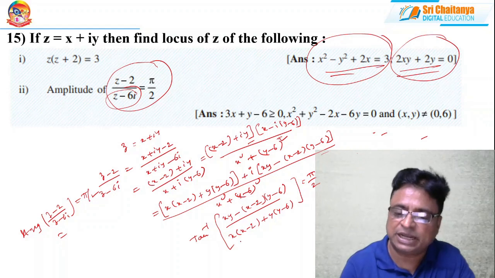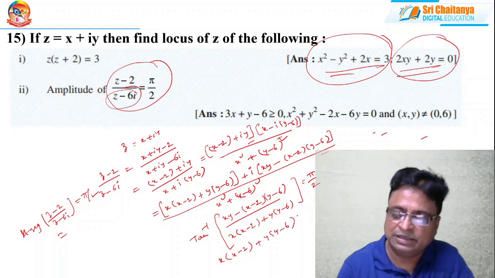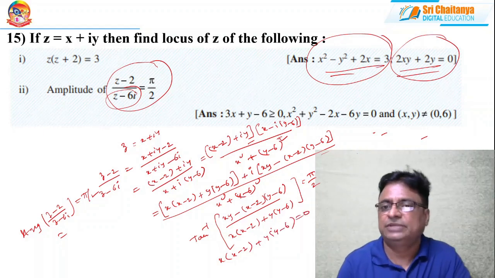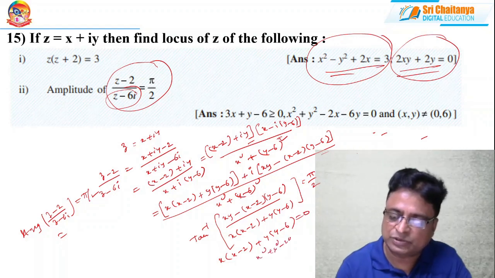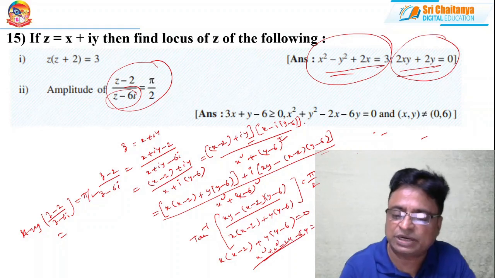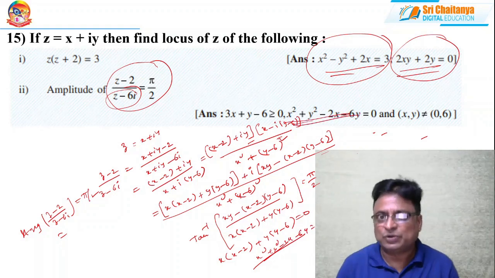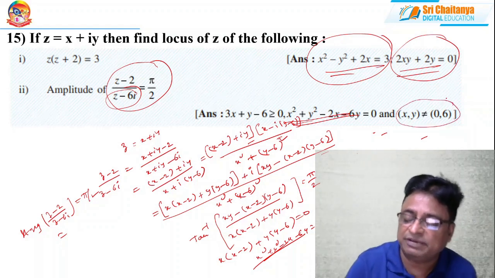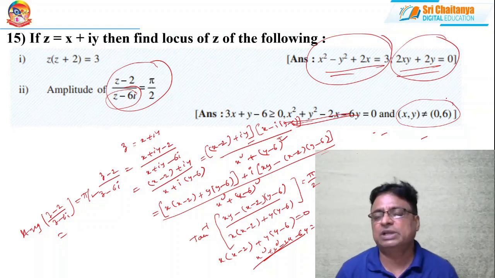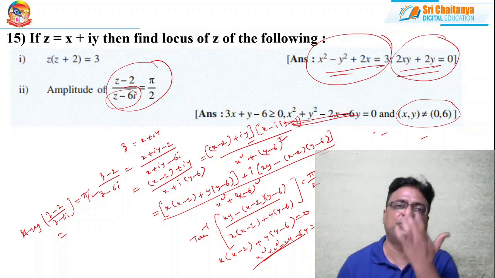After cross multiplication I can get x into (x minus 2) plus y into (y minus 6) equal to 0. After simplification, it is x square plus y square minus 2x minus 6y equal to 0. This represents what? And moreover, your z can never be equal to this one. If the complex number is equal to 6i, then the denominator becomes 0, then nothing will happen.